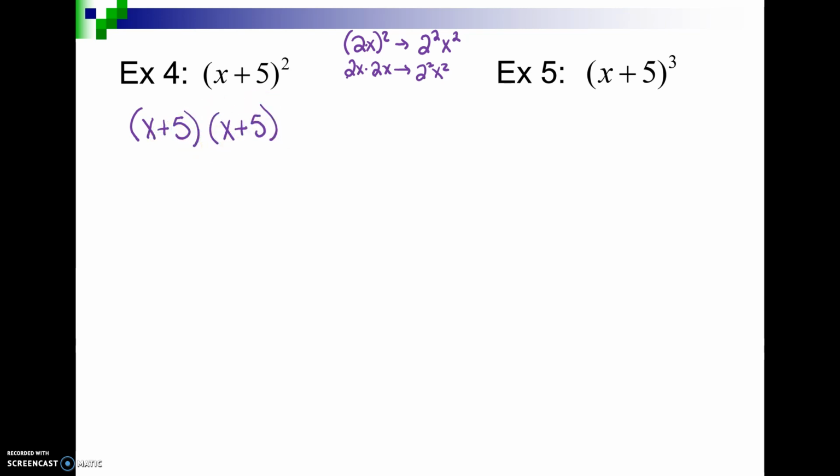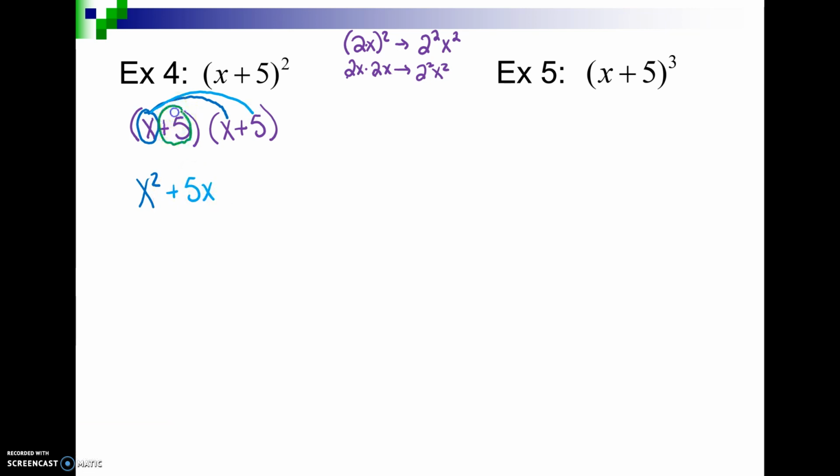And then you have to multiply the binomial. You cannot do x squared plus 5 squared. You have to do x plus 5 times x plus 5 and expand it out. You have to multiply it out. All right, let's distribute the x. So take your x and distribute it. X times x is x squared. X times 5 is 5x.